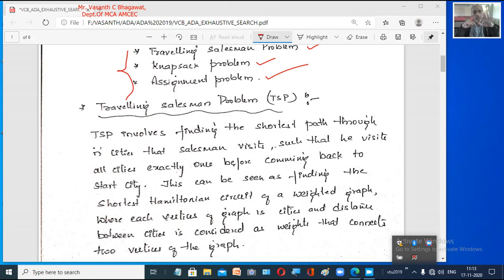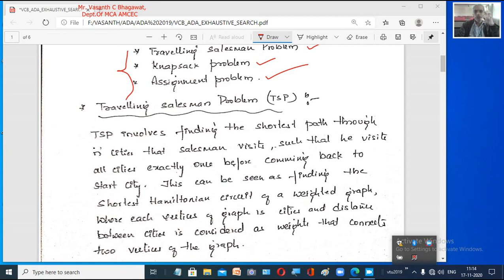So he is starting from A. From A he can go to B, or he can go to C, or he can go to D. He can travel any way, but ultimately he has to visit all the other cities exactly once and come back to the city from where he started. So this is the travelling salesman problem, or how we are going to define the travelling salesman problem.